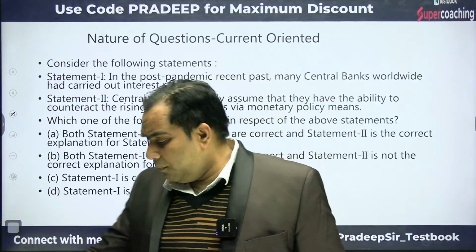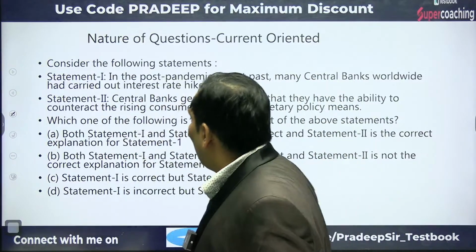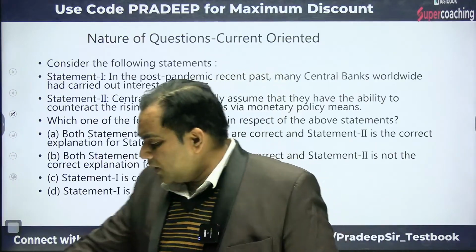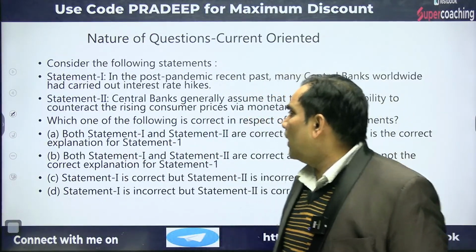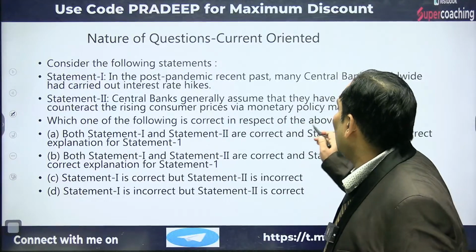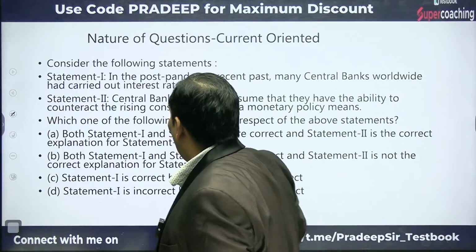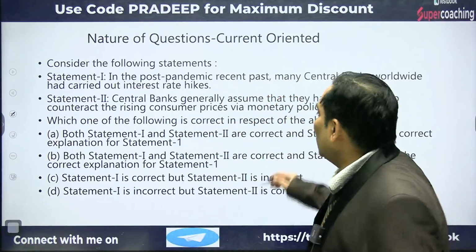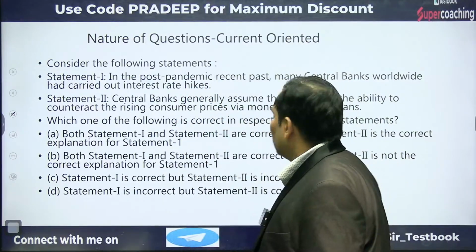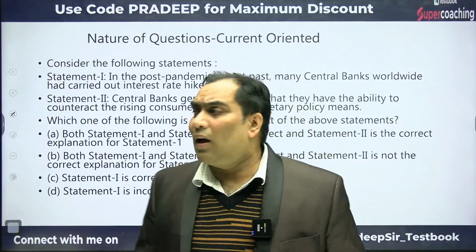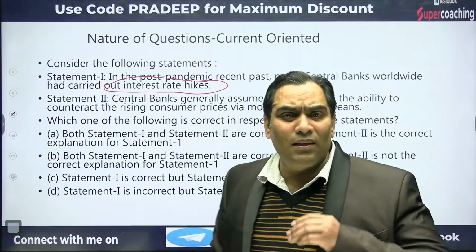Now let me give you an example of what I want to say. I said that one is current oriented. So in 2023 they asked: consider the following statements. Statement one is, in the post-pandemic recent past, many central banks worldwide had carried out an interest rate hike. So they are talking about the post-pandemic period, after corona, when the central banks of most countries were raising the interest rate. They are increasing the interest rate.